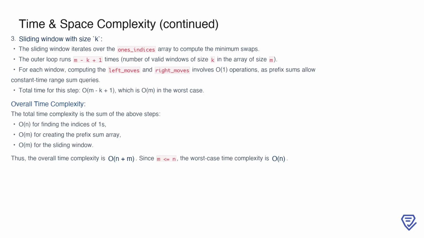Combining all the steps, the total time complexity becomes O(n) for gathering indices, O(m) for the prefix sum array, and O(m) for the sliding window. This results in an overall time complexity of O(n + m). Since m is at most n, the worst case complexity simplifies to O(n).